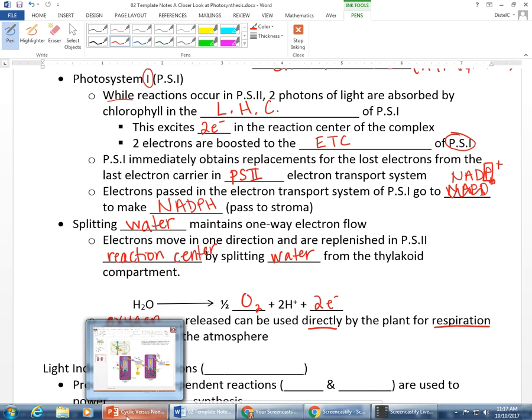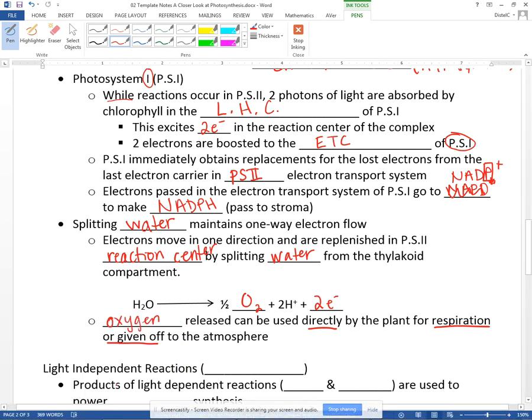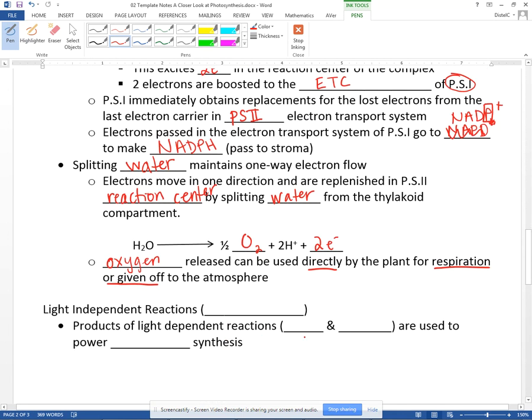All right, I'm going to stop there with these notes because the rest of this goes on to the light-independent reactions, which we will tackle again. So watch the video link on Schoology for more information.